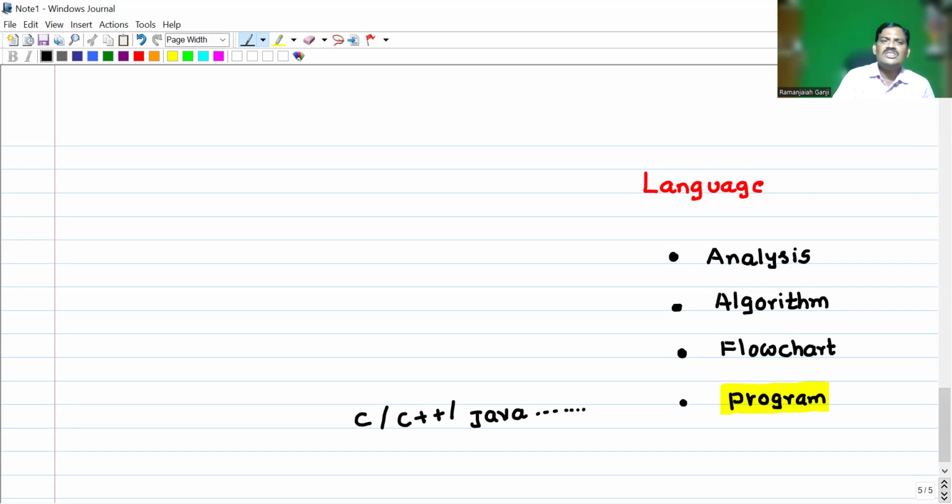There are 4 steps in the development of programming. If you want to learn any language or develop any program, what do we require? 4 phases or 4 stages: analysis, algorithm, flowchart, and program. Isn't it? Right.